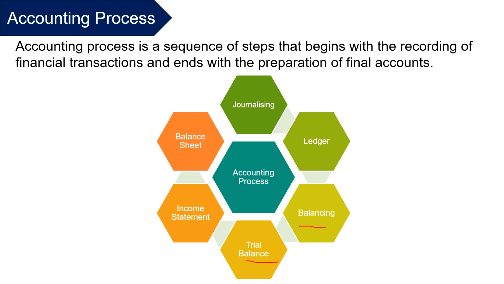After that, we prepare the trial balance. It is like a list which shows the balance of each and every ledger account. This list is what we call trial balance. Further, the total of debit column must be equal to the total of credit column.